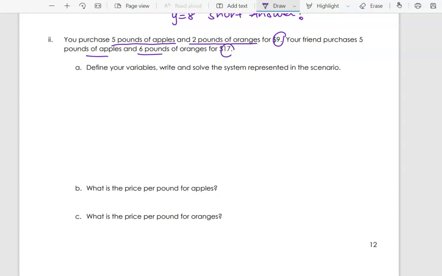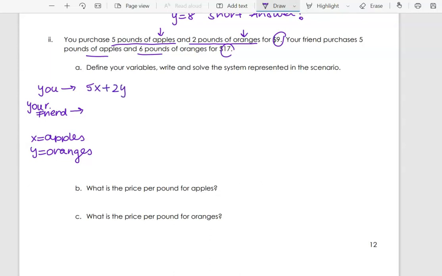So now what we're talking about is you and your friend. Those are the two things we're talking about. And I'm talking about then apples and oranges. So that's going to be my variables. X equals apples, Y equals oranges. And so we've got 5 apples, 5x, plus 2 pounds of oranges, 2y, equals 9. And then we've got 5 pounds of apples plus 6 pounds of oranges equals 17. Okay, that's my system.